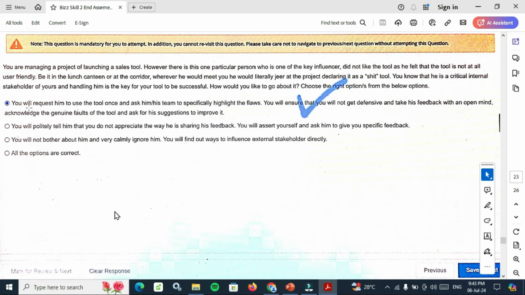So you will request him to use the tool once and ask him or his team to specifically highlight the flaws, that means drawbacks. You will ensure that you do not get defensive and take his feedback with an open mind. Acknowledge the genuine faults of the tool and ask for his suggestions to improve it.